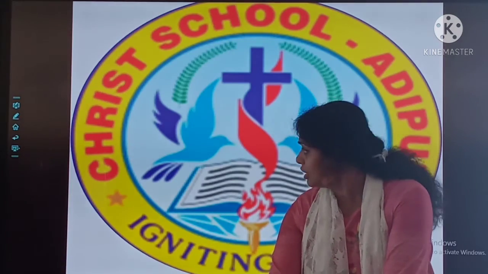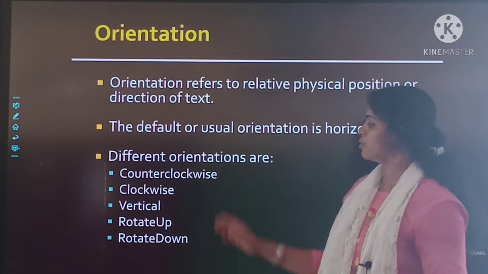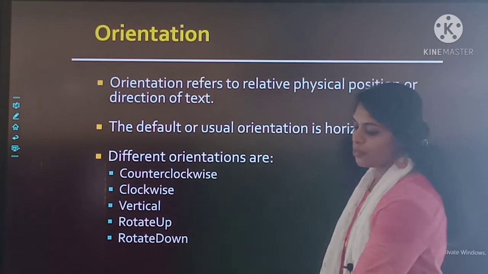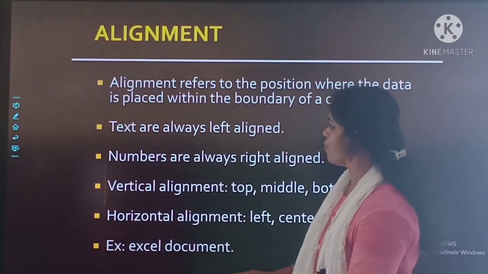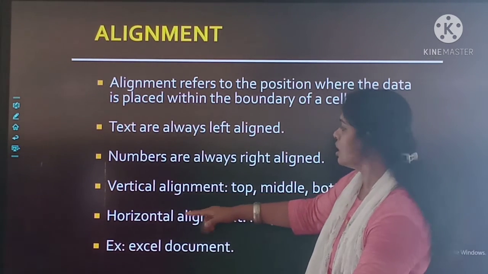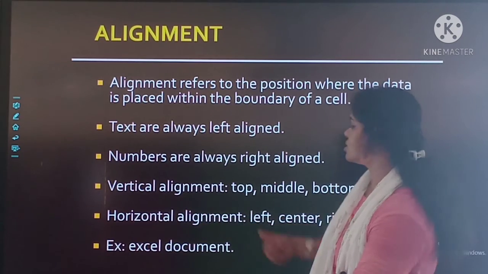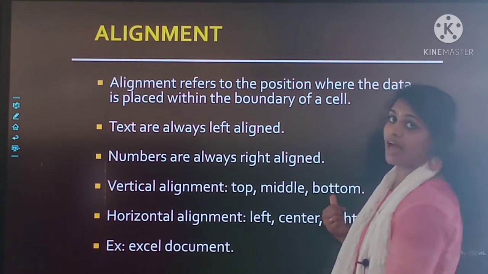So my dear children, first we discussed alignment, then we discussed orientation. See, within alignment, as I told you, we have two parts, vertical and horizontal. Within vertical we have top, middle, bottom. Within horizontal we have left, center and right.